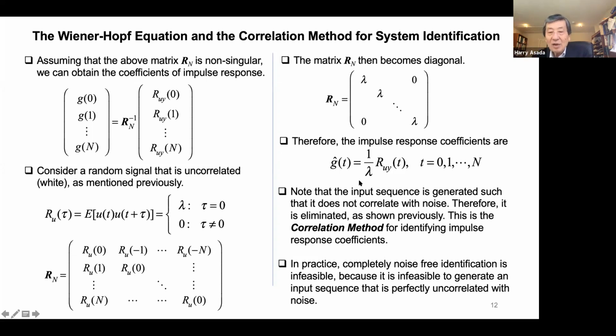Again, the main point is that we can get rid of the noise coming into the system. Note that the input sequence is generated such that it does not correlate with the noise. Therefore, it is eliminated, as demonstrated previously. This is the correlation method for identifying the impulse response coefficients. So that's where we are.